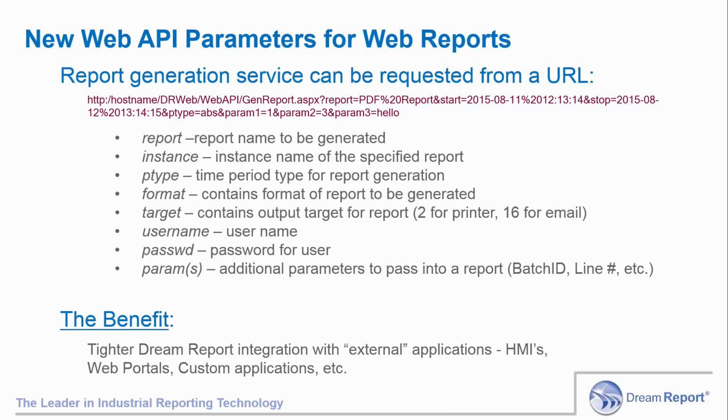In addition to the many ways that reports can be generated in Dream Report, the Dream Report Web API allows reports to be generated from a URL request. By dynamically building a URL string, you can call a report to be generated, pass in parameters like time periods, batch IDs, or any other parameters configured within the report. Additionally, we can also specify output format and even a destination like a printer or email recipients. The benefit of this is very tight integration with external applications such as HMIs, other web portals, and custom applications, allowing Dream Report to act as the reporting engine for those applications.